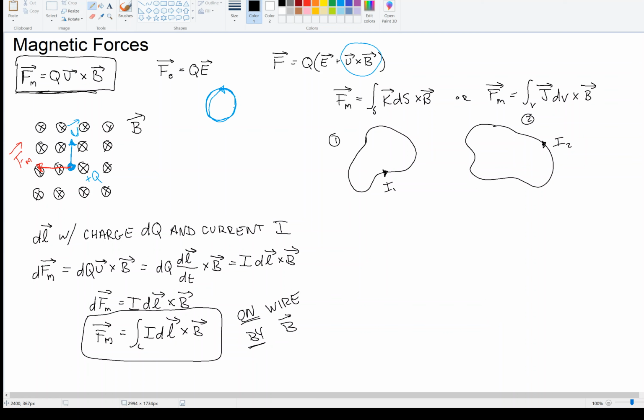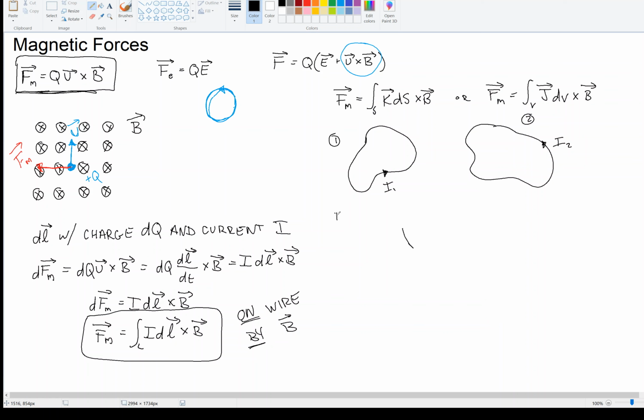Again, we just saw that there's a force on a wire in a magnetic field, but what if that magnetic field is being created by another circuit, another current? So in this picture, I2 creates a magnetic field, and then I1 is in that magnetic field, so it feels a force. Alternatively, I1 creates a magnetic field, and I2 is in that magnetic field, so it feels a force as well. It's kind of a neat thing. So let's figure out what that force would be.